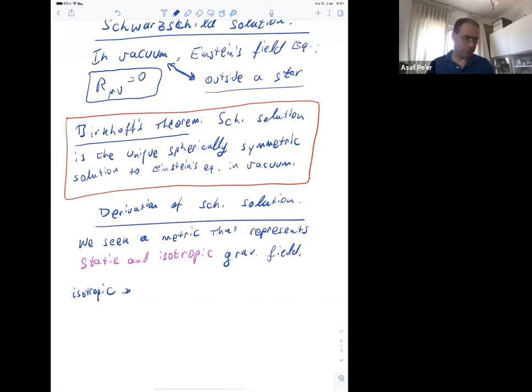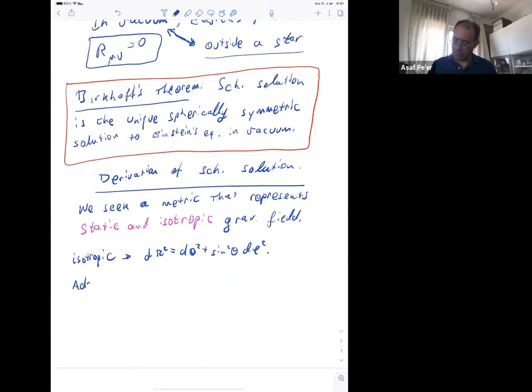So isotropic means that the spatial part I can write in polar coordinates as d omega squared equals d theta squared plus sine squared theta d phi squared. Now, of course, that's not enough because we talk about four-dimensional space. So in 4 dimensions, we need to add 2 more coordinates, which will represent the time and r. Rather than time and r, for the time being, let me call them t prime, which will be a, and r prime, which will be b.